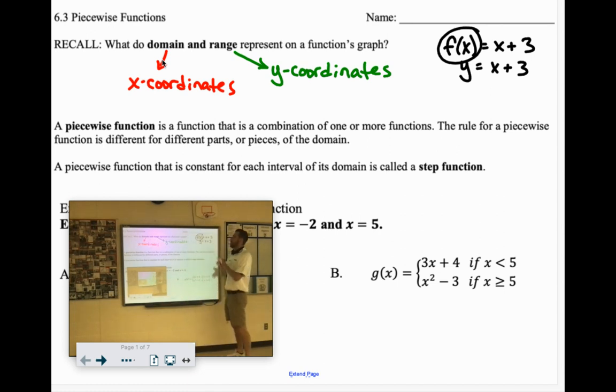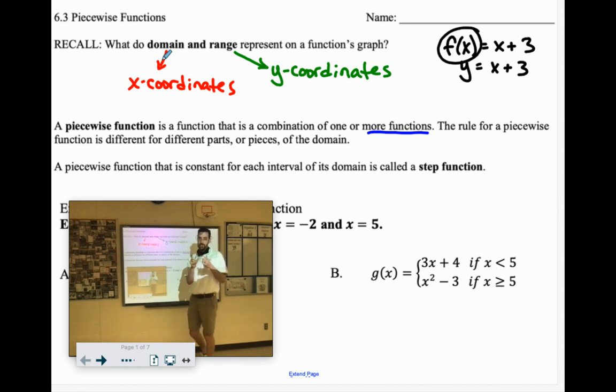So a piecewise function is a function that is a combination of one or more functions. The rule for a piecewise function is different for different parts or pieces of the domain. So they're going to give you some ranges almost for your domain, and then you have to get the appropriate range. So I probably shouldn't have used the word range there because I used it twice in the same sentence, two different ways. A piecewise function that is constant for each interval of its domain is called a step function.